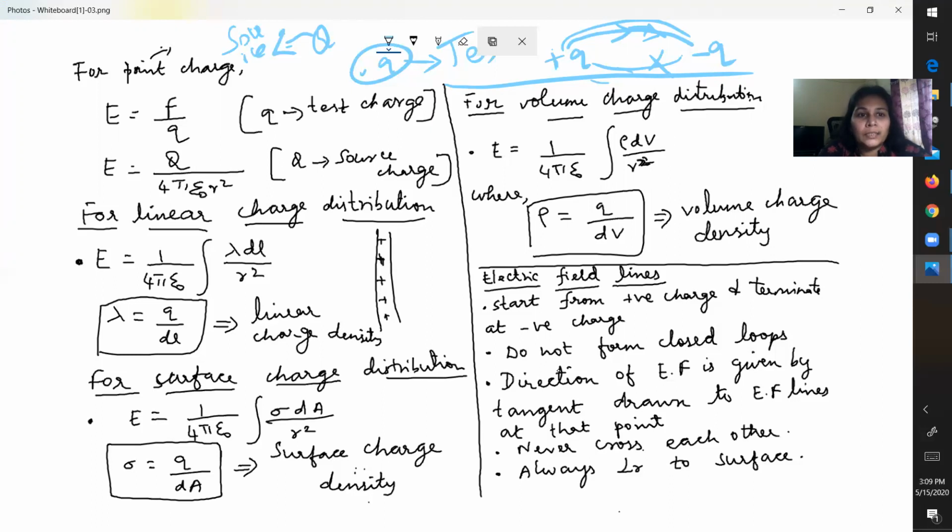From the next upcoming video, we will be discussing in depth about the dipole and the electric field due to a dipole.